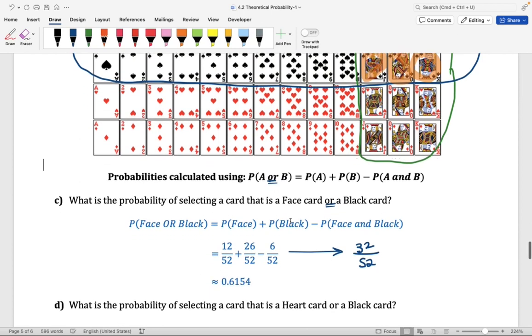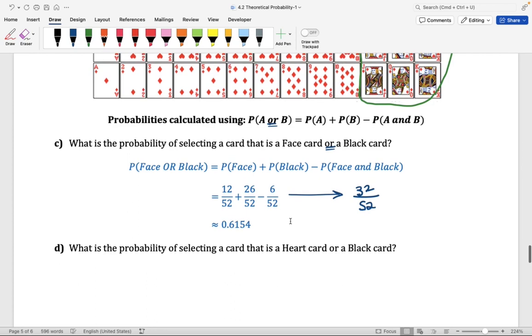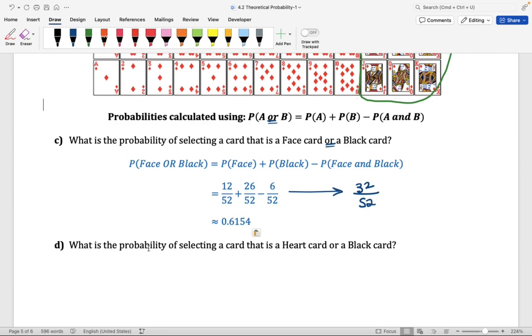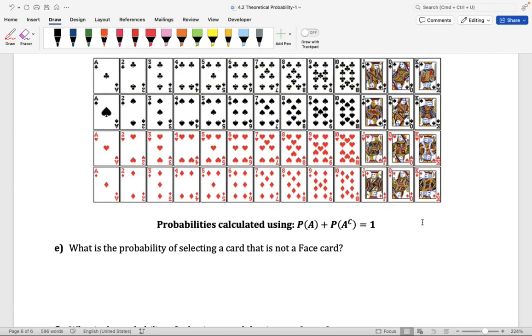Now I'm going to let you do the example here below. You're going to find the probability of selecting a card that is a heart card or a black card. Notice here we see the word or. We know that we need to use the addition rule. The last 3 examples here are going to be examples where you could use the complement rule. You don't have to, but you could use it.